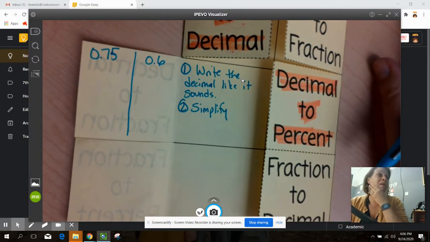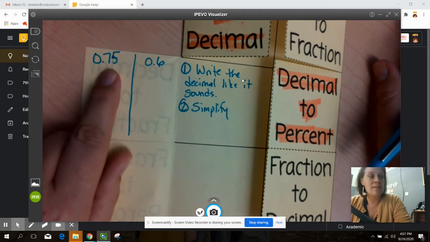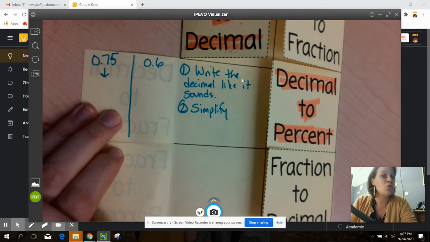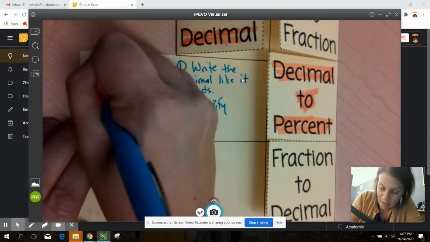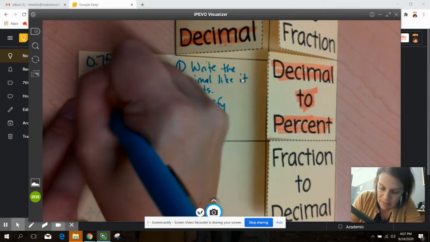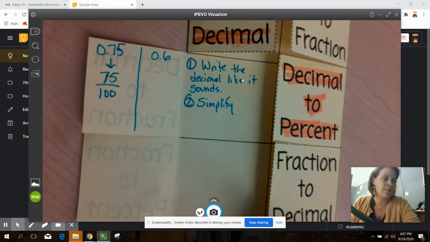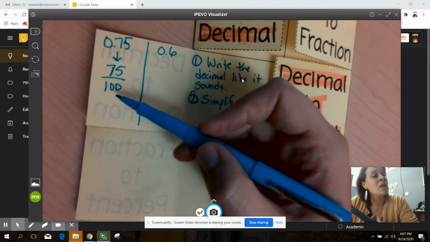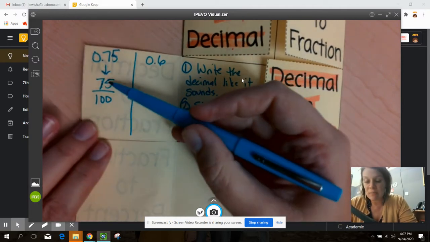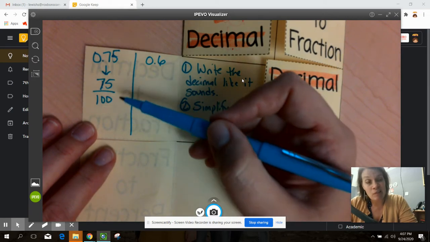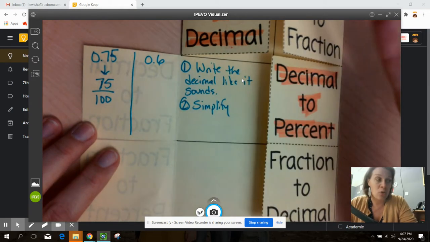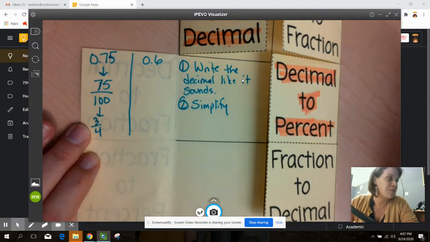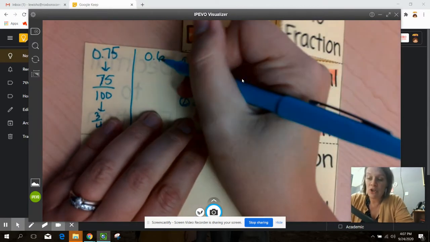What I mean by that, write the decimal like it sounds. So this decimal, the way we would read it is 75 hundredths. So as a fraction, it sounds like this, 75 hundredths, okay? And that's the way that decimal would be written. But then I said simplify, so to simplify this, when I think about quarters, I just think about actually quarters, and this would simplify to 3/4.